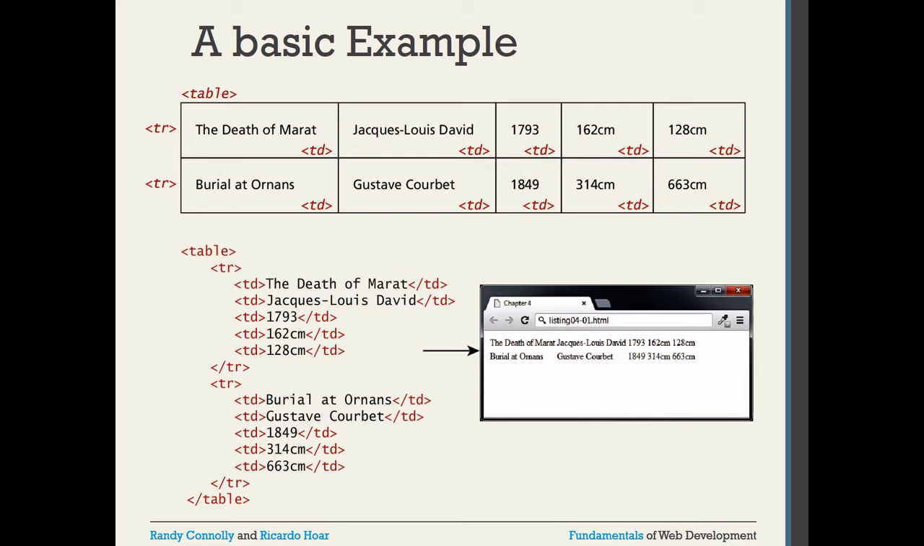So one table data under the one row is over, and another table data is there in the same row. Again start one TD, write the information, close TD, then one more data is there, 1793, so again TD, then 1793, close TD. Then you have 162 cm, same way TD 162 cm, close the TD. Same way one more data, 128 cm, TD 128 cm, and close the TD. So the first row is finished, so we close the first TR.